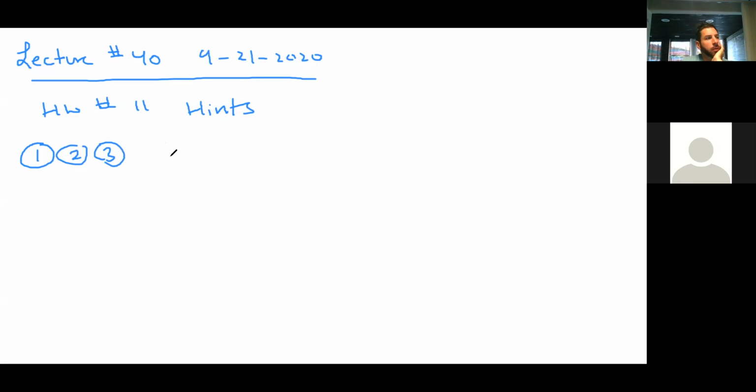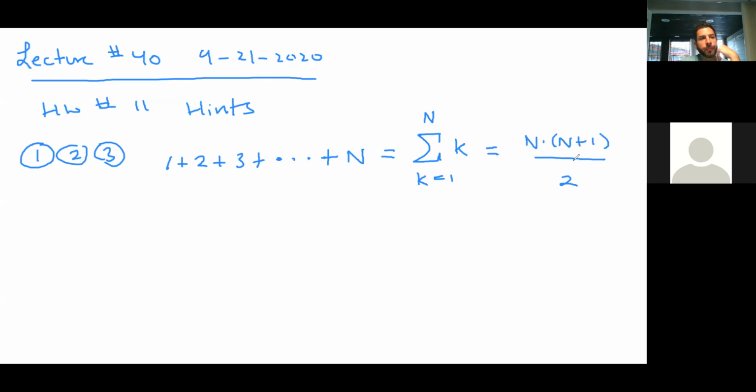Here's what we know. We know that 1 plus 2 plus 3 plus, keep this pattern all the way up to some number n, is equal to, if we write it in sigma notation, we can shorthand it like this. And it has a very simple formula. It's n times n plus 1 divided by 2. So we actually derived this pattern in class.